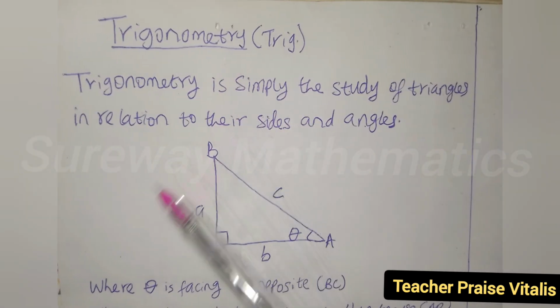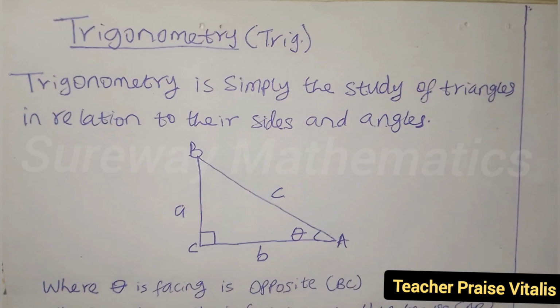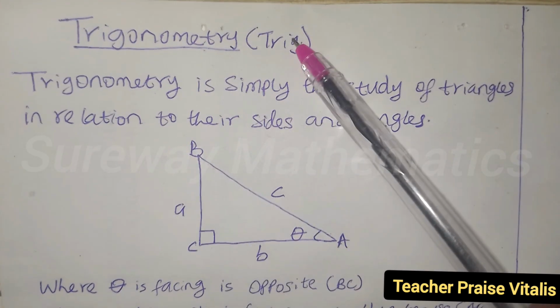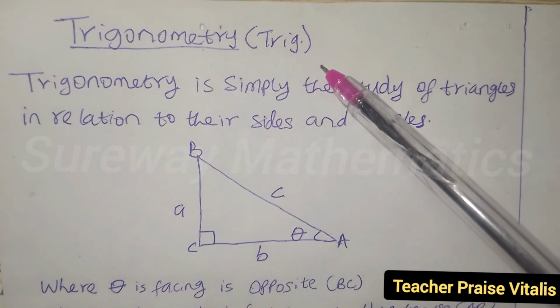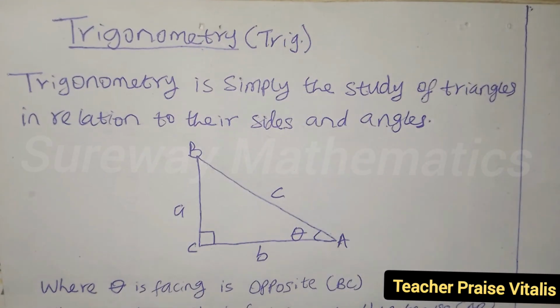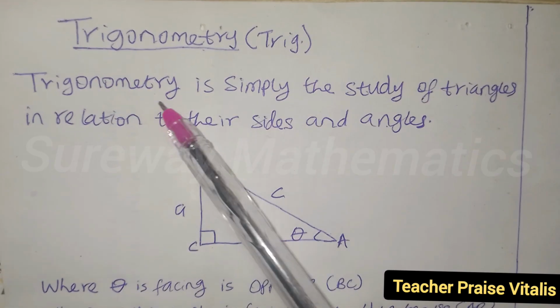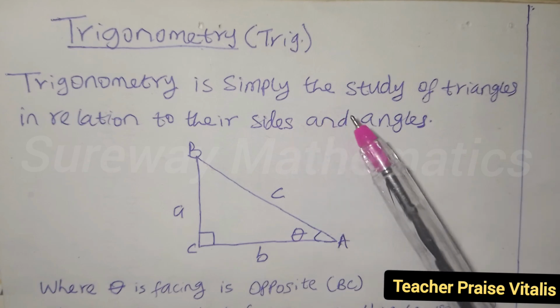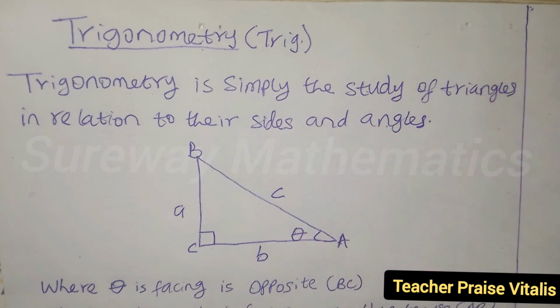Welcome. Today we'll be looking at the topic trigonometry, in short form called trig. So whenever we hear the word trig, we mean trigonometry. What is trigonometry? Trigonometry is simply the study of triangles in relation to their sides and angles. So when we solve any mathematics question where the sides and the angles are required, we are solving trigonometry.